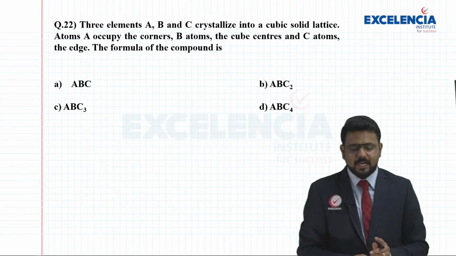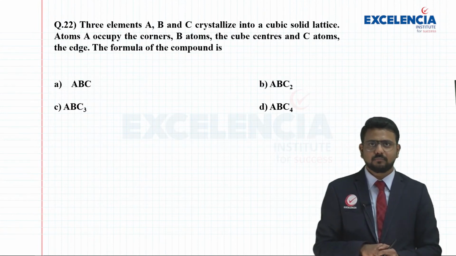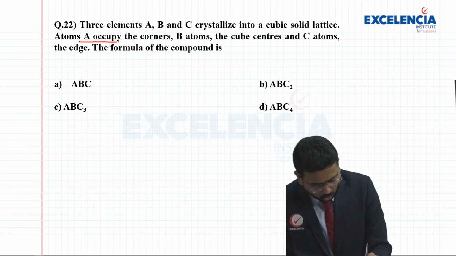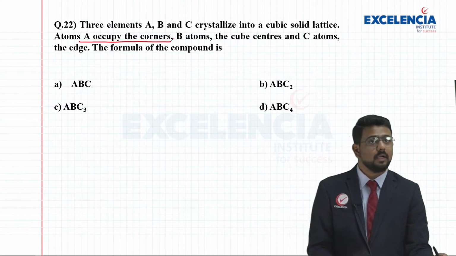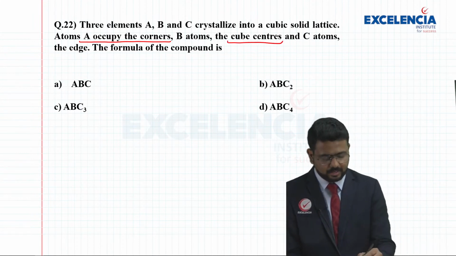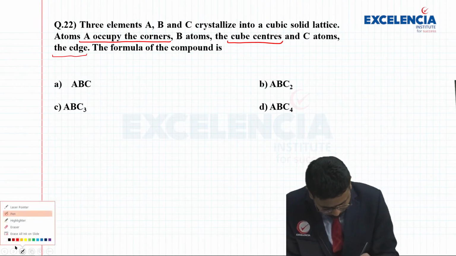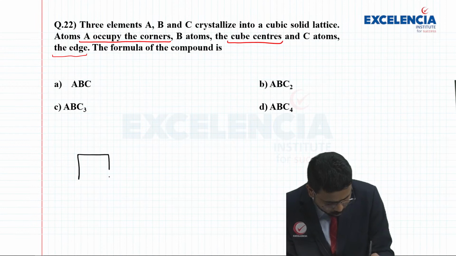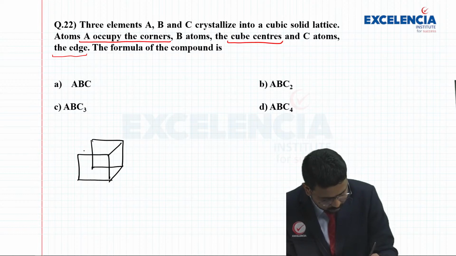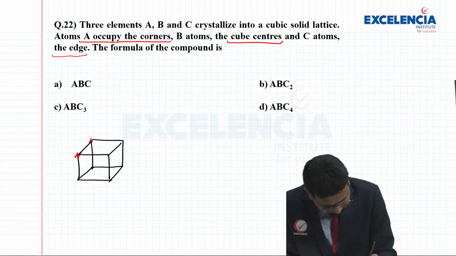Moving on with the next part: three elements A, B and C crystallize into a cubic solid lattice. Atoms of A occupy the corners, B occupy the cube center, basically the body center, and C are along the edge centers. Then what is the formula of the compound? Now, very much clear. Suppose I draw a cubic unit cell here, right? This is a cubic unit cell. Here atoms of A are along the corners. So here definitely we can put A atoms like this.